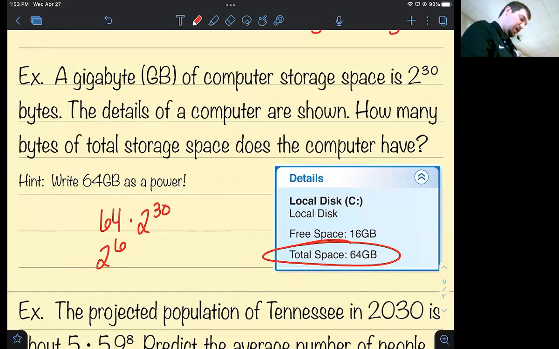And so if I told you to multiply 2 to the 6th power, which is 64, by 2 to the 30th power, what would you do with those exponents? Jimmy? That's right. Yeah, so we're just going to write it as 2 to the 36th.